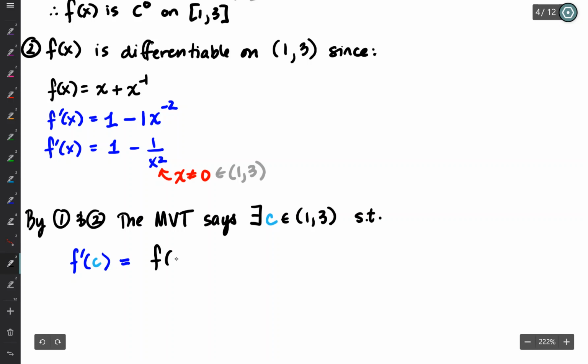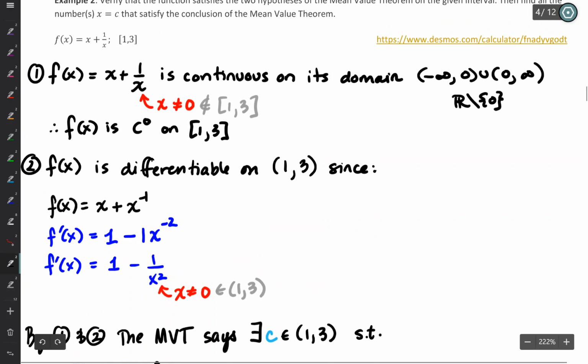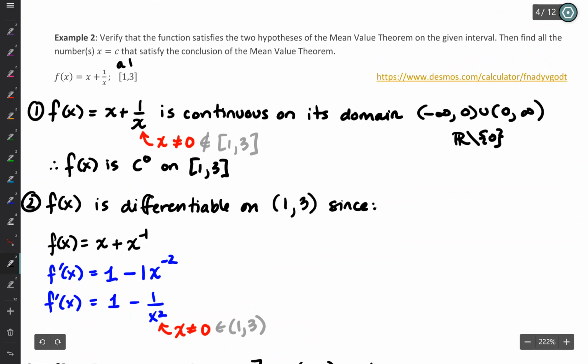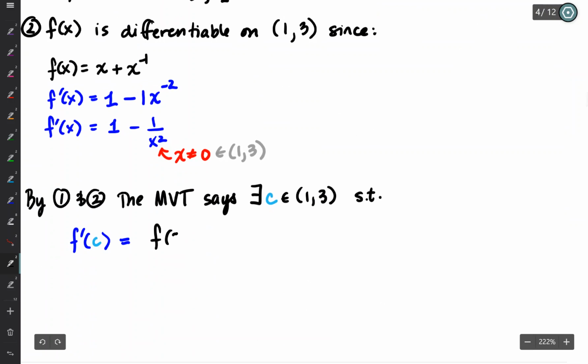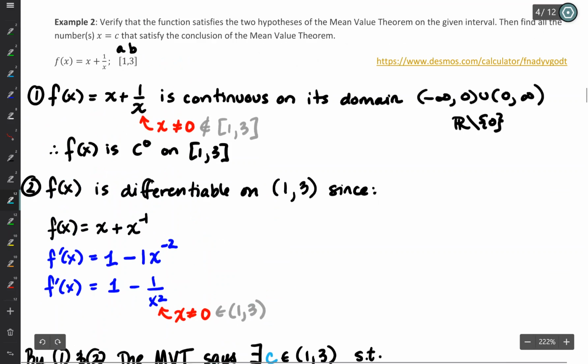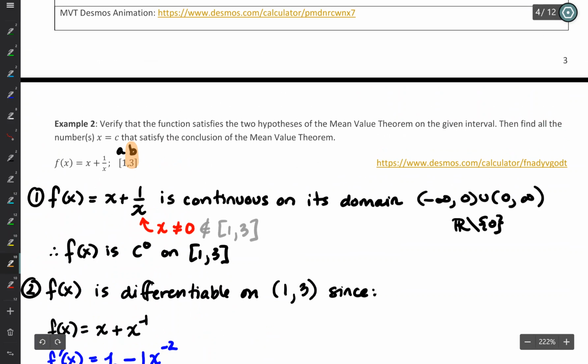f of b, in this case, if you want to label these a and b, you can. b is 3 and a is 1. So f of 3 minus f of 1 all over 3 minus 1. Right? f of 3. Maybe we'll do this. Color is always helpful.